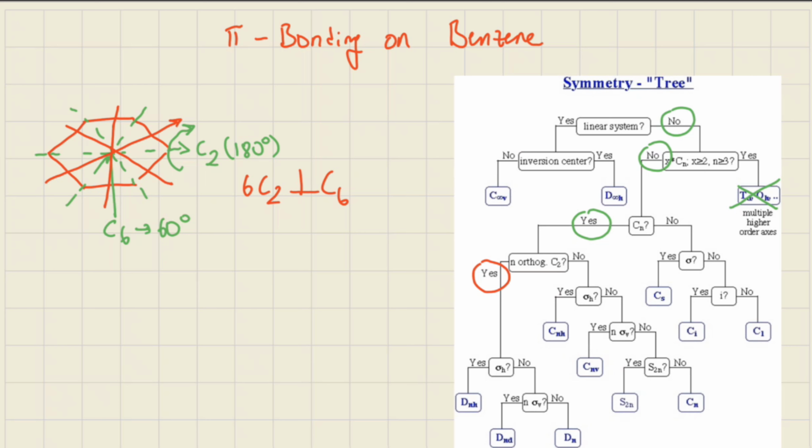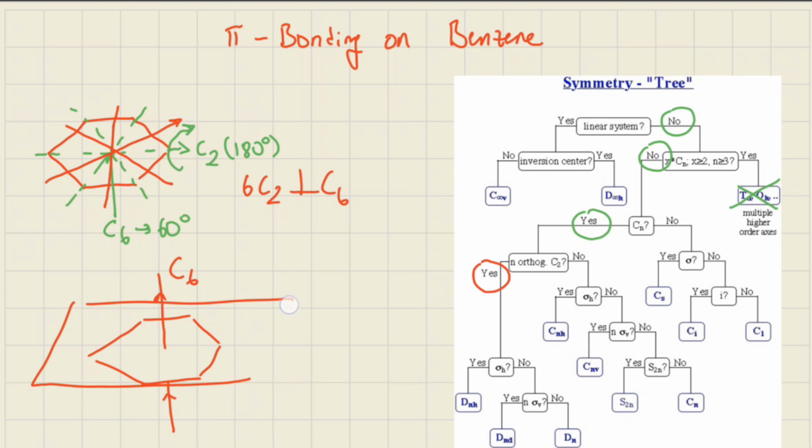For this one, do we have a sigma h plane? So what is sigma h? We have a Cn axis. This is our Cn axis, or C6, and this is the sigma h plane. So if we apply the sigma h, we will obtain the same molecule. So the answer is yes. If the answer is yes, the point group of benzene is D6h.